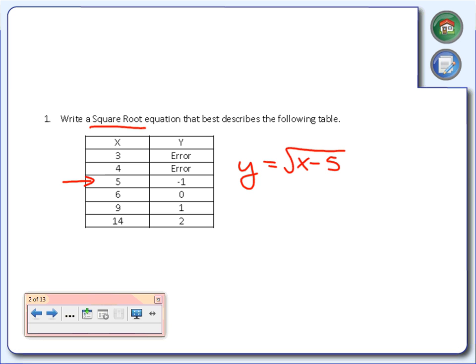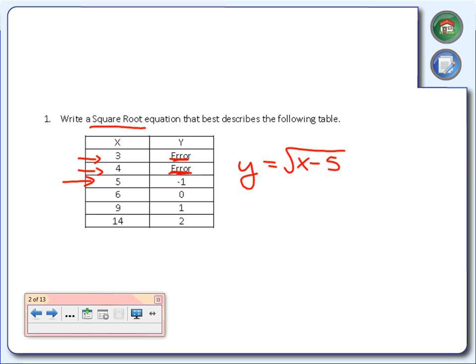Notice what happens when I put this 4 in for x. What do you get when you do 4 minus 5? 4 minus 5 is a negative 1. And what happens when you try and take the square root of a negative 1? You get an error. Look what happens when you put in a 3 for the x. You do 3 minus 5. 3 minus 5 is a negative 2. And what happens when you try and take the square root of a negative 2? You get an error. So that's why I chose the square root of x minus 5.